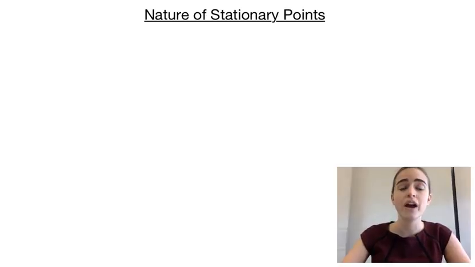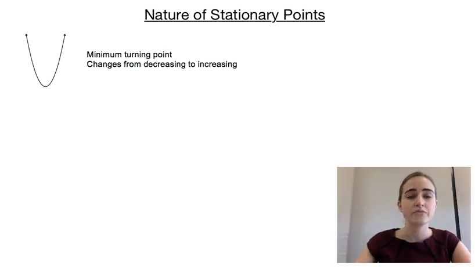In this video, I want to have a look at the nature of our stationary points. So we've already had a look at how we can determine where our stationary points are, but we want to have a look at the different types of stationary points as well. So the first type of stationary point we can have is a minimum turning point.